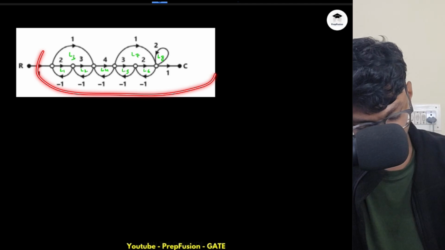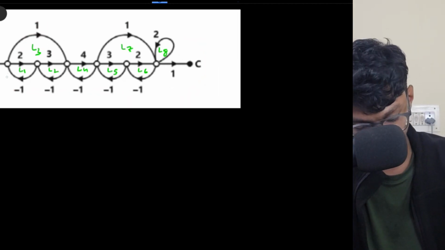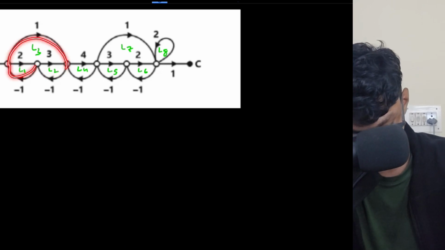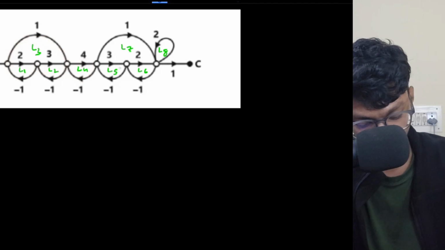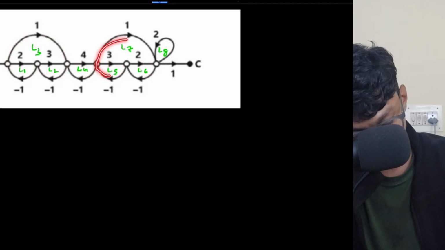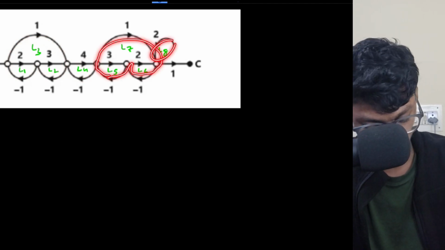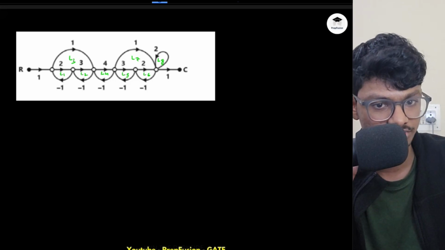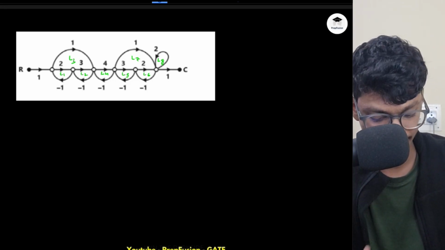Again, I have named the loops. I have explained, I have these many loops, right? This is L1, this is L2, and this is my L3. This is another loop, L3. Same way here I have L4, again my L5, L6, and this is my L7. And this loop is my L8. So these are my 8 loops total. So how many 3 non-touching loops are there? Again you have to count.